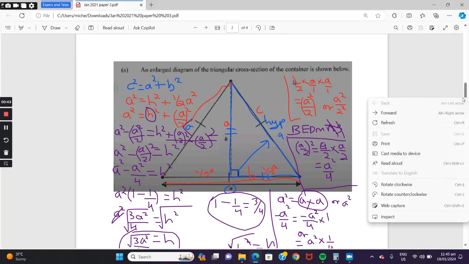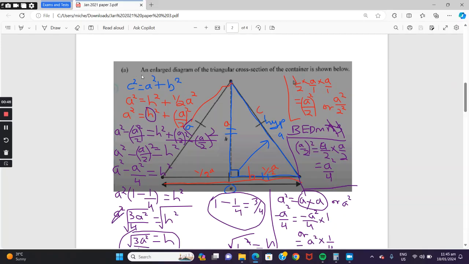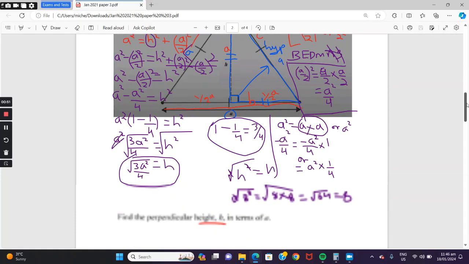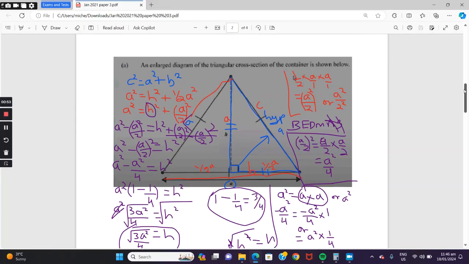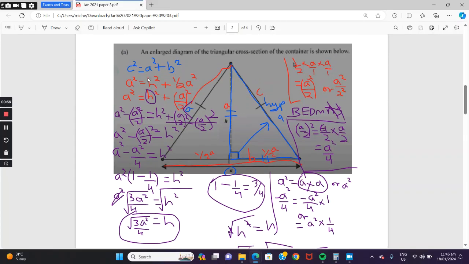I also worked on the first part of the problem, which was to find the perpendicular height, which was a long process. I tried to break it down as much as possible, so I started with Pythagoras. Because the height is in the middle of the triangle, a perpendicular line that intersects the base forming 90 degrees, I took 1/2 of the triangle and found the height, right?